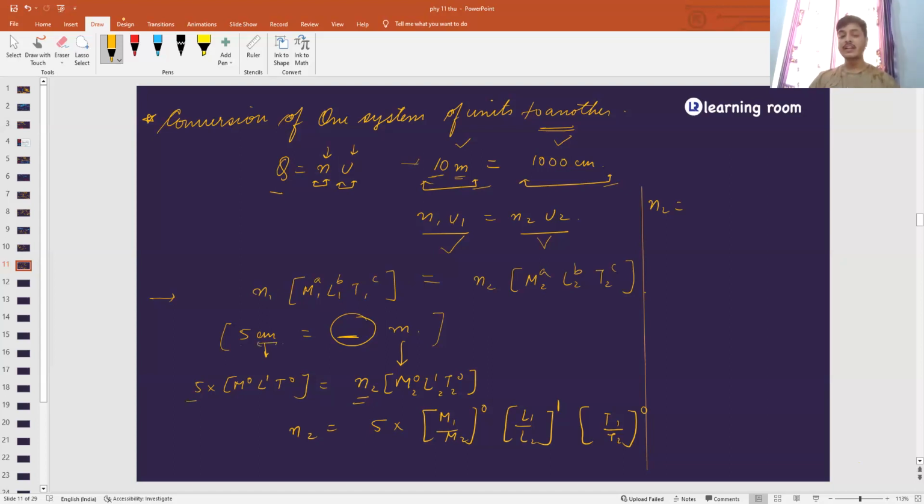Centimeter is a kind of length, so its dimension is M0, L1, T0. Second here, we don't know the numerical value. We wrote it N2. And meter is also a kind of length, so its dimensions will be M2^0, L2^1, and T2^0. Then what we did, we took these dimensions as a denominator there. So it will be M1, L1, T1, and respective powers by M2, L2, T2 with the respective powers.